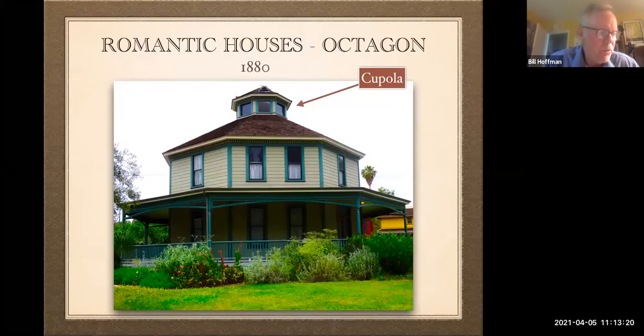There were also other romantic homes built in the 1880s. This is an octagon home. Obviously, it has 8 sides, and it has a cupola, which is a window tower or a bell tower in the middle of the building. I have been in very few octagonal buildings, and they're fairly rare, but I found this one, so I wanted to photograph it because it was fun.